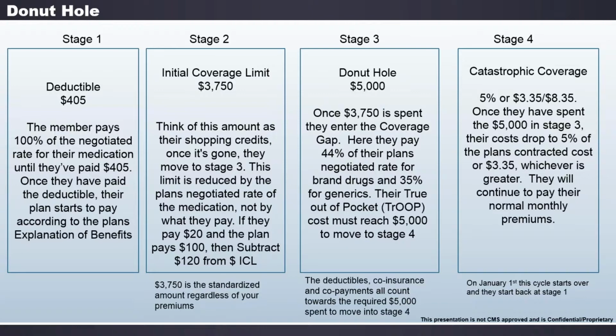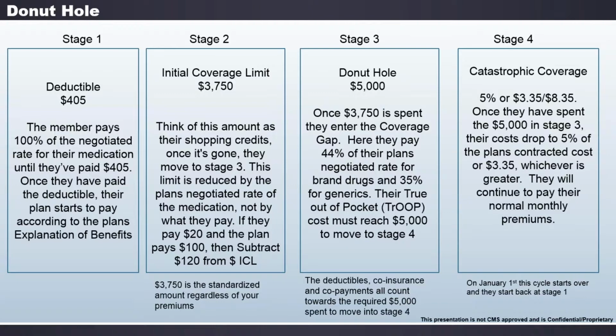What are their limits? Think of this as their shopping credit. What's the credit they get on being able to spend? This limit gets reduced by the plan's negotiated rate of the medication, not by what they pay. So if they pay $20 and the plan pays $100, then subtract $120 from that initial coverage limit. You're taking what the customer pays and what the plan pays, and that goes towards their initial coverage limit. That's the best way to look at it.